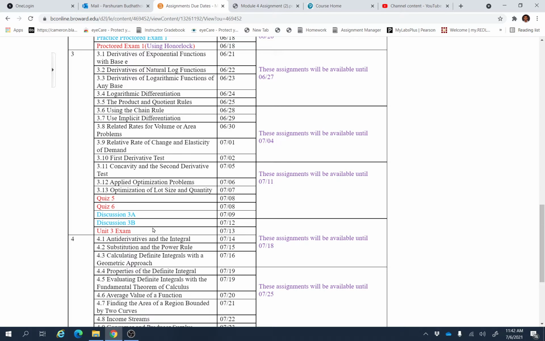Next week, you have to do the unit 3 exam. And I'm going to prepare a practice exam for the unit 3 exam. Maybe I will make it available sometime Friday, so you can practice the unit 3 exam on Friday and Saturday. And then you can prepare for the unit 3 exam for the next week, okay?